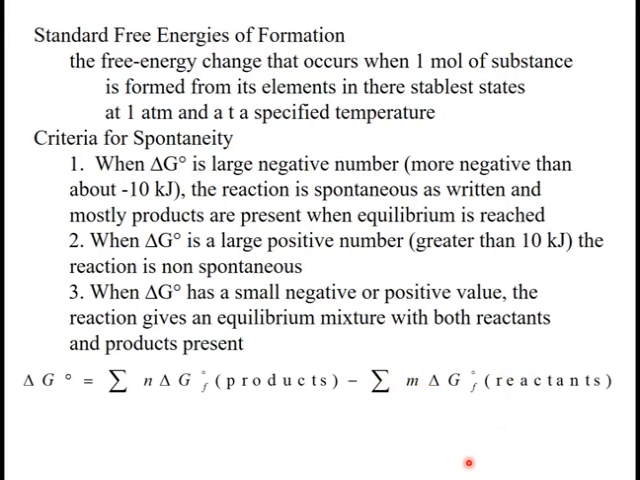Now, we use delta G or free energy to determine the spontaneity of a reaction. When delta G is a large negative number, which means a negative 10 or more negative, it's spontaneous as written, so there's mostly products present. When delta G is a large positive number, which means greater than 10 kilojoules, then it's non-spontaneous. When it has a small negative or a small positive value, then it's at an equilibrium in which both reactants and products are present.